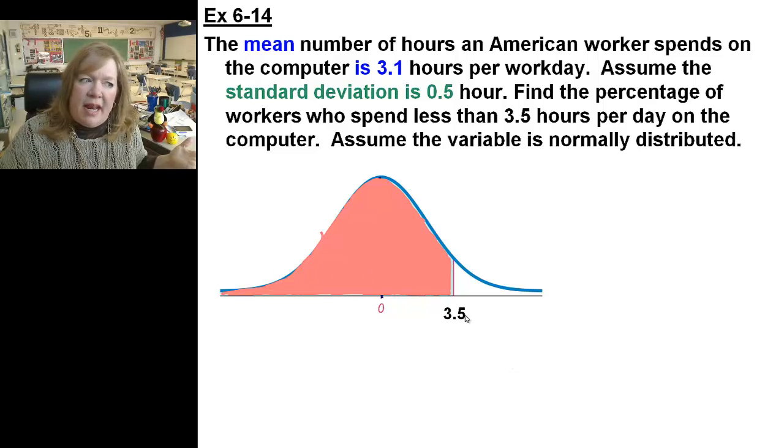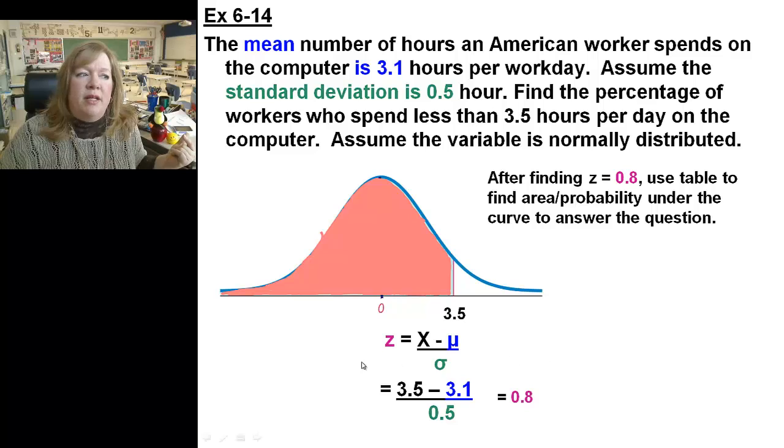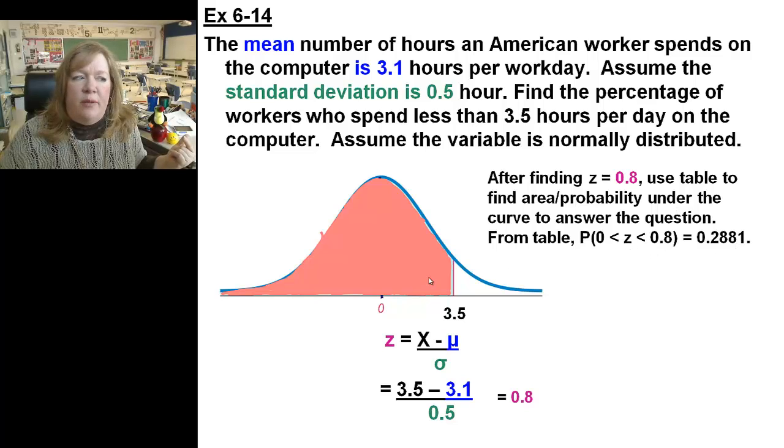In order to do that, I need to convert this to a z-score so I can use my table. So z equals the data value, which is 3.5, minus the mean, which is 3.1, over 0.5 standard deviation. So when I plug and chug that, I end up with 0.8. Looking it up on the table, it'll give me the area between 0, remember, and that data value. So the z-score is 0.8. The probability z is between these two is 0.2881.